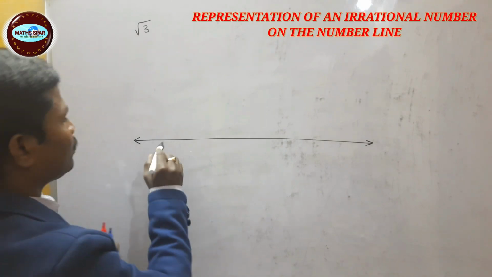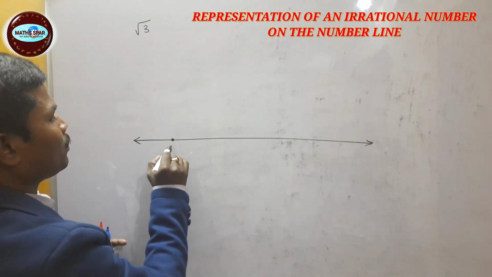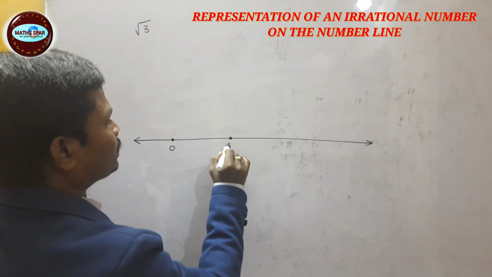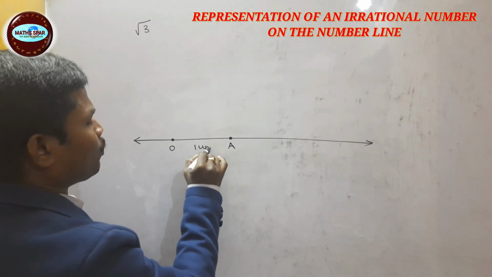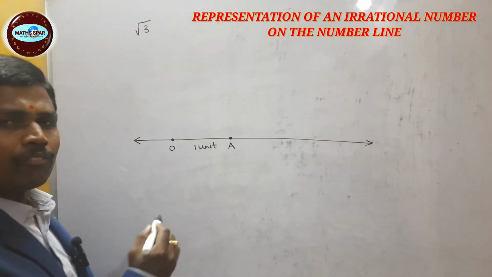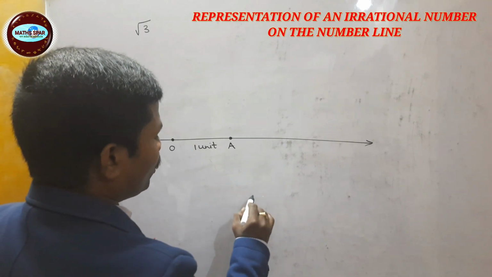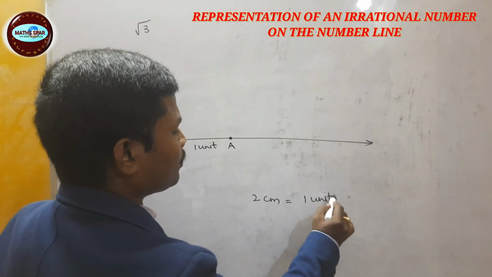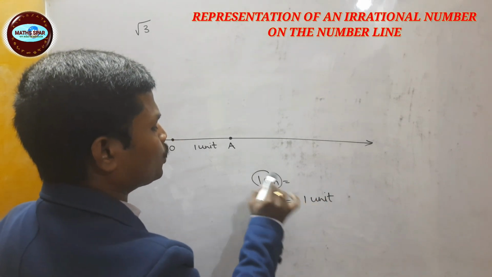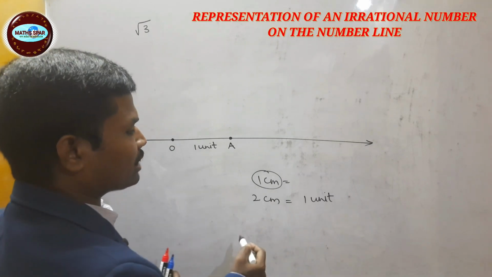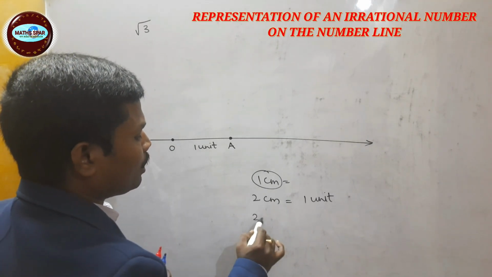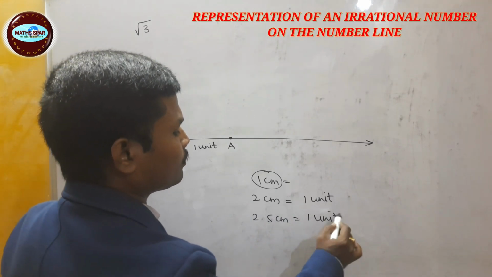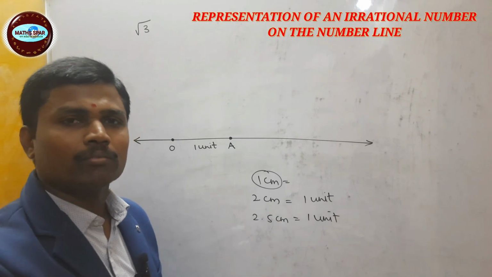We draw a line on which we mark point O. Then at our convenient measure, we consider OA as 1 unit. What do you mean by convenient measure? Let us assume 2 centimeters as 1 unit, because 1 centimeter becomes too short for the construction using a compass. So let us take 2 centimeters and more, that is 2.5 centimeters as 1 unit, or 3 centimeters or 3.5 and so on.